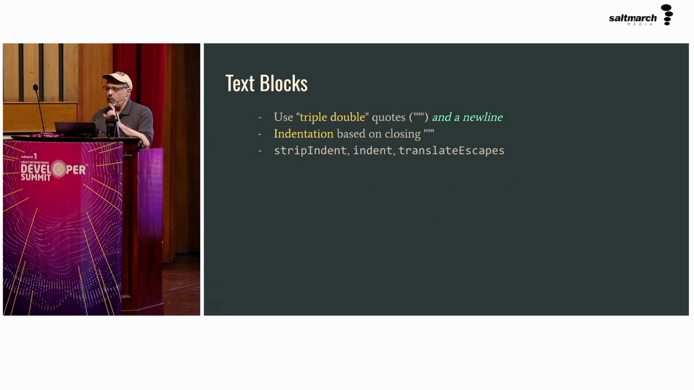They have one real weird quirk to them. They start with 3 double quotes. I call it triple double, but you must have a carriage return after that. If you put any part of the string on that same line, it doesn't compile. But the data type is still string.